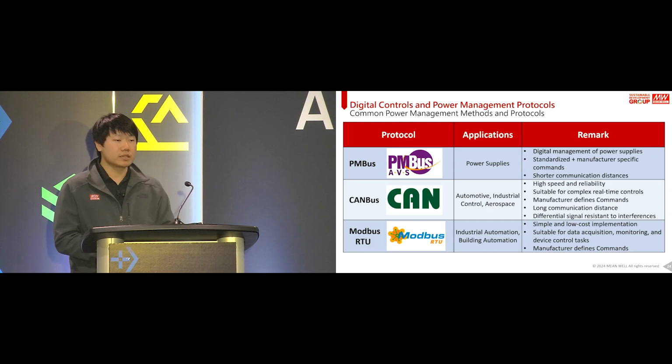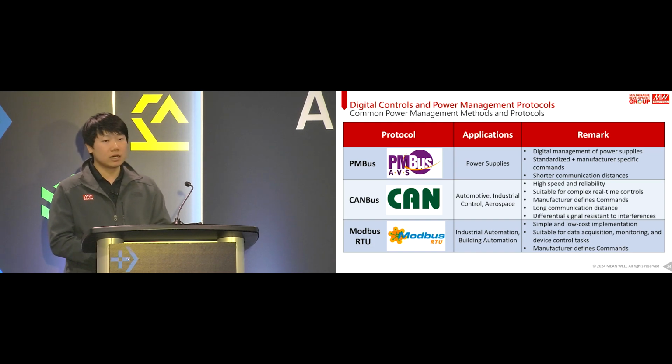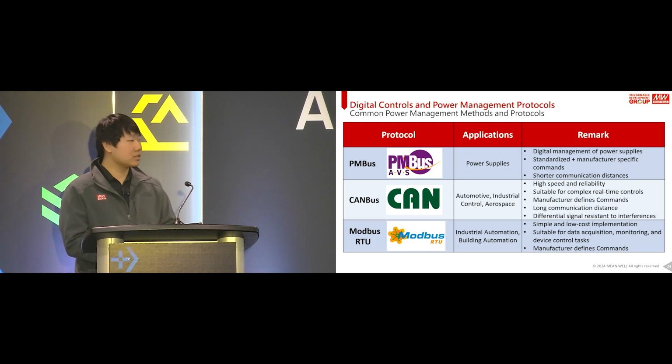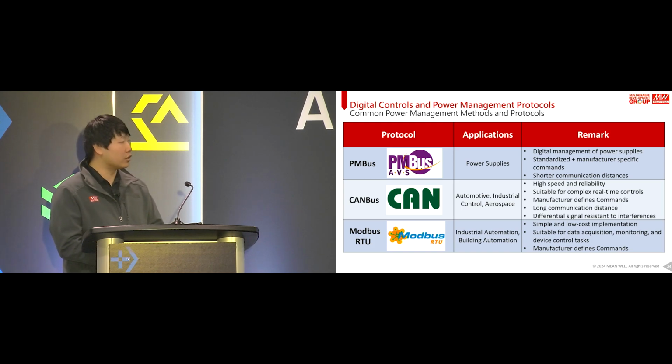And then the next one is CAN bus. CAN bus is a more widespread, more popular communication protocol across many industries. Some applications include automotive, industrial controls, and aerospace. And power supplies nowadays, we're also designing them with CAN bus communication features. CAN bus is able to support high speed and reliability for controls. And it's suitable for more complex real-time controls because it has a higher data rate versus something like Modbus.